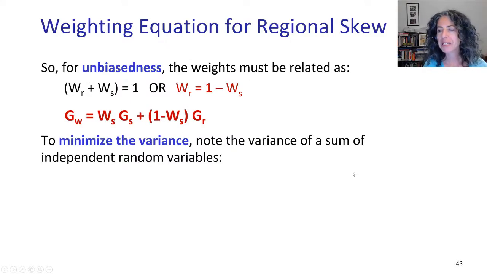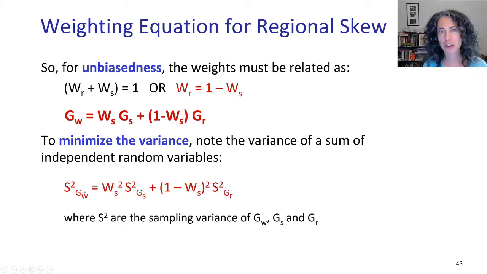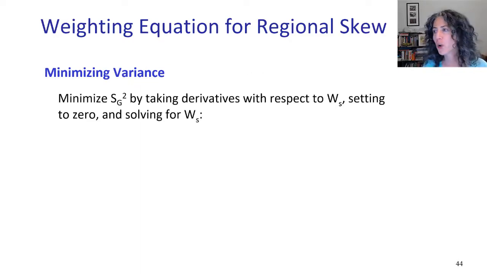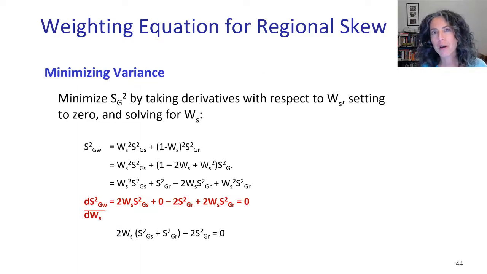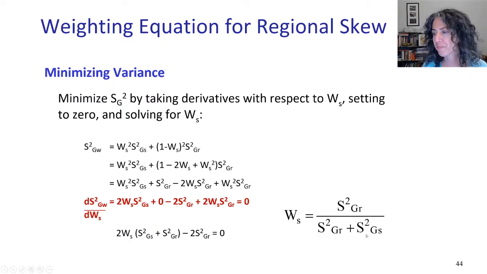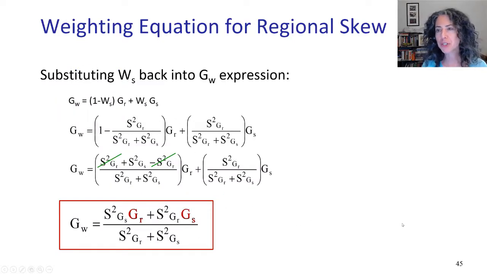Now, if we want to minimize the variance, first let's look at the variance, or S squared, of the weighted skew. So the variance operator also allows us to pull out constants, but then we square those values. So to minimize the variance, we're going to take the first derivative of the variance and set it equal to 0, right? I'm not going to go through the algebra, but we get this expression for the weight to put on the station skew. And if we substitute this back in to the previous expression, we simplify down to here.